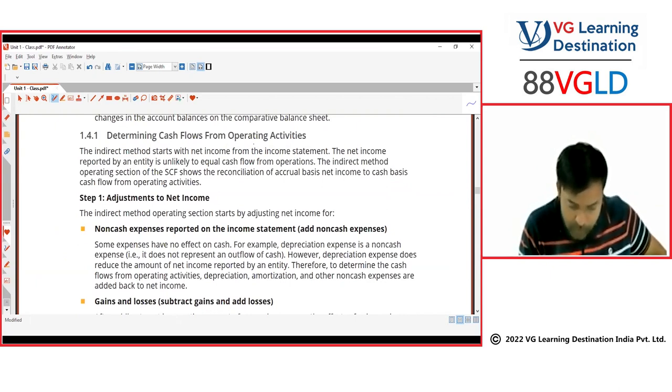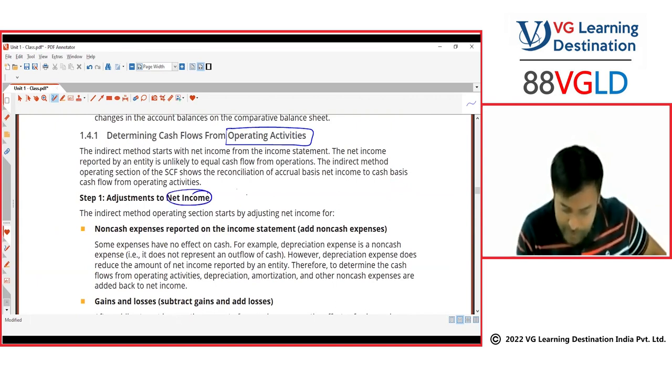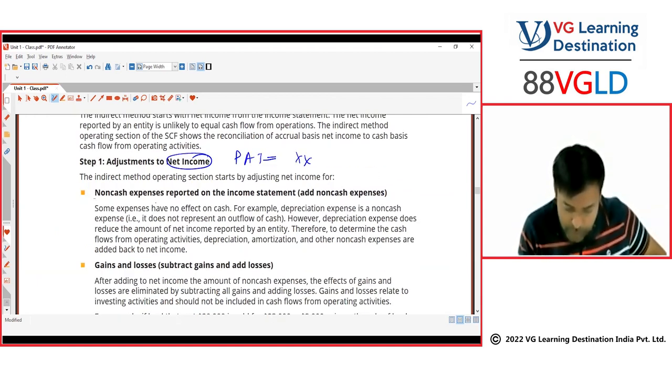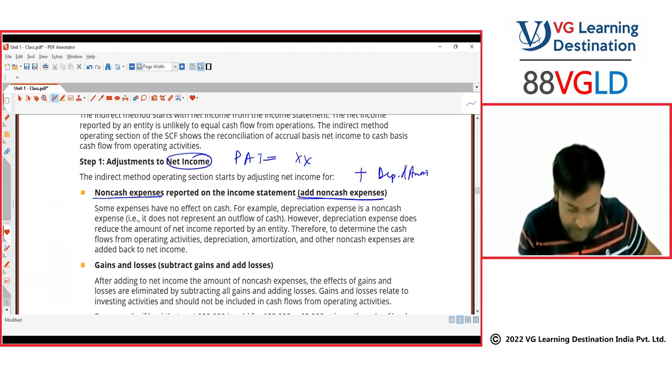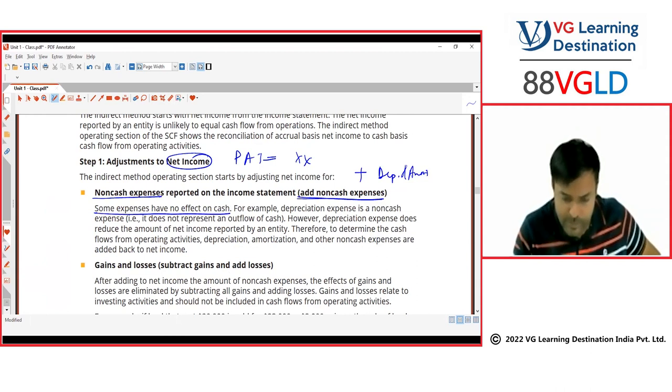So operating activities, everyone. First of all, we are going to make the adjustment. We are going to start with the net income, PAT, and then we are going to adjust for the non-cash expenses. That means we are going to add the non-cash expense. Non-cash expense means depreciation and any amortization. In that case, we are going to add this back. Some expenses have no effect on the cash.